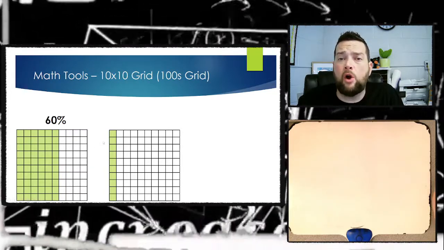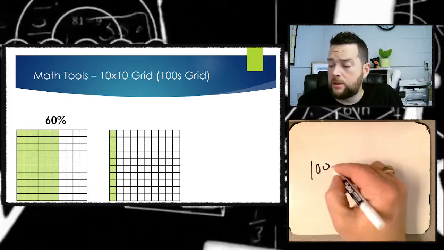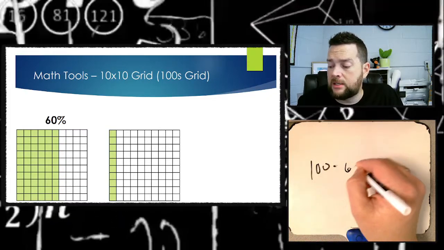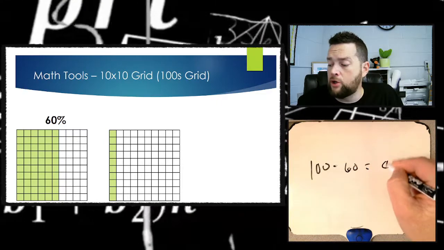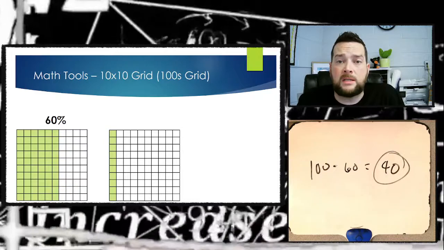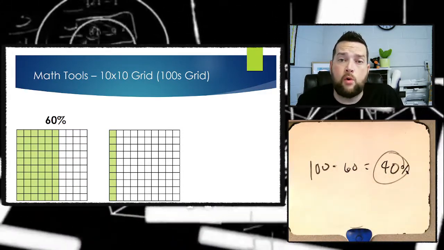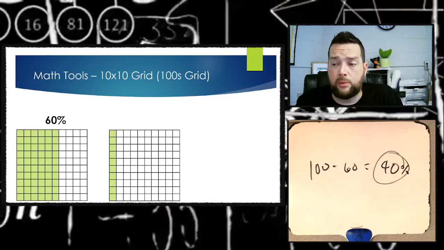And the reason why I know that is the whole box is 100 squares. The ones that are shaded are 60. So the ones that are unshaded, if I take 60 away from 100, I find out what the rest is. The unshaded part is going to be 40 boxes, which is 40 out of 100, so that is 40%.